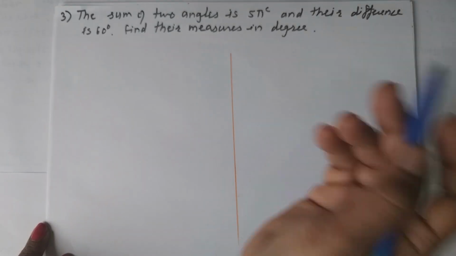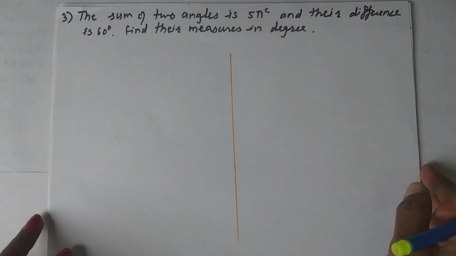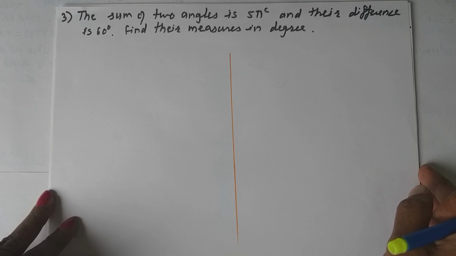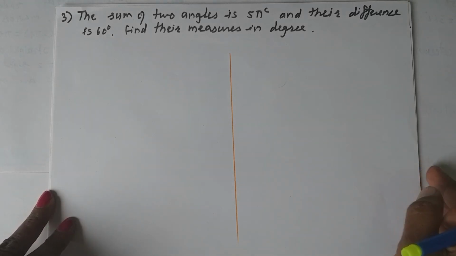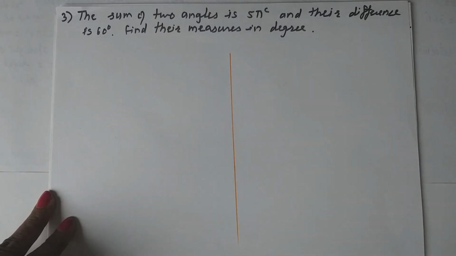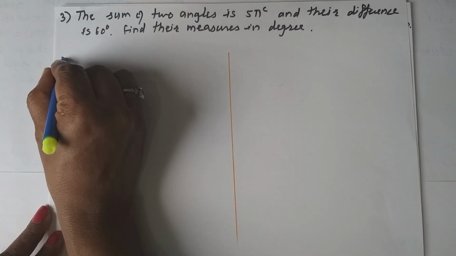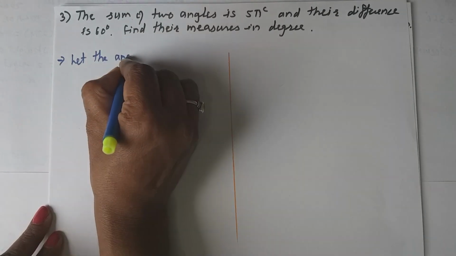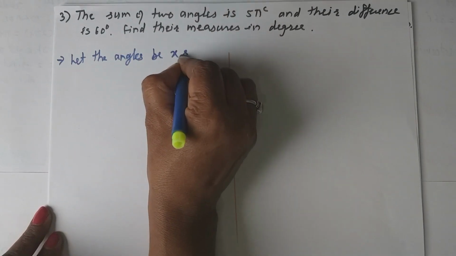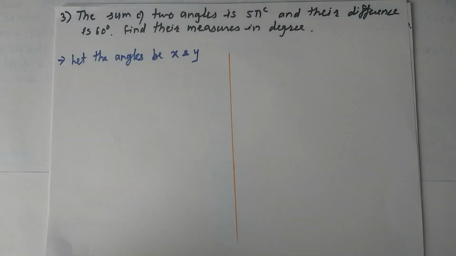Sum of two angles is given, also their difference is given, and we have to find the measure in degree. But see here, the sum is given in radians and the difference is given in degree. Here, if I have to do the calculation, then sum and difference both should be in degree or in radians. Therefore, first I will convert this sum, which is given in radians, into degree. Here, first you suppose that the angles be x and y.